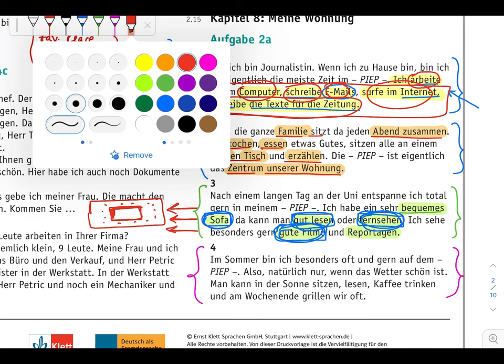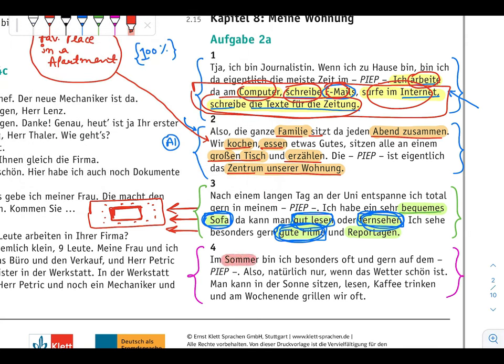Im Sommer bin ich besonders oft und gerne auf dem Also natürlich nur, wenn das Wetter schön ist. Man kann in der Sonne sitzen, lesen, Kaffee trinken und am Wochenende grillen wir oft.